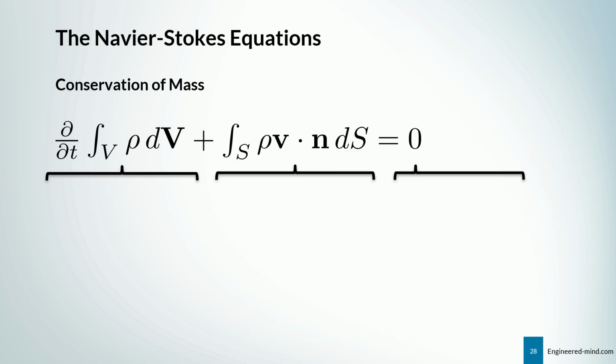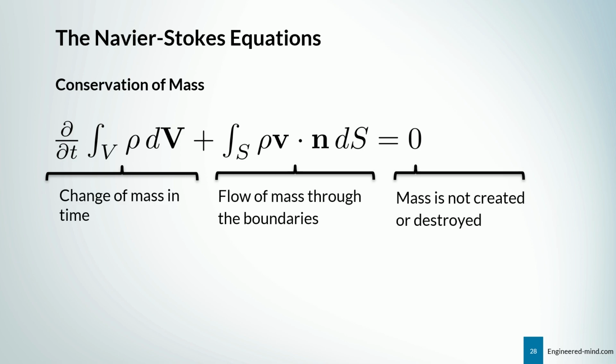So talking about the Navier-Stokes equations. First of all, we have the so-called conservation of mass, which says nothing else than that mass is not created or destroyed. The very first term on the left-hand side is the change of mass in time. Then the second term is the flow of mass through our boundaries, if we have a look at the very infinitesimal volume. And on the right-hand side, of course, equals 0, because we want to say that mass is not created or destroyed. That's the conservation of mass.